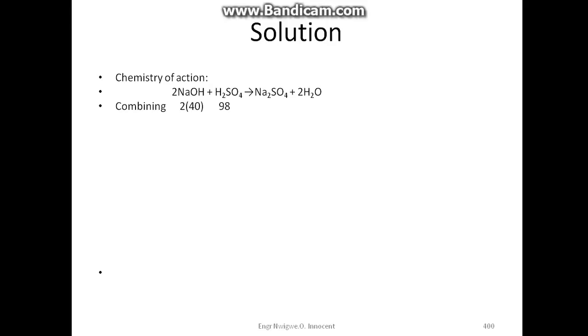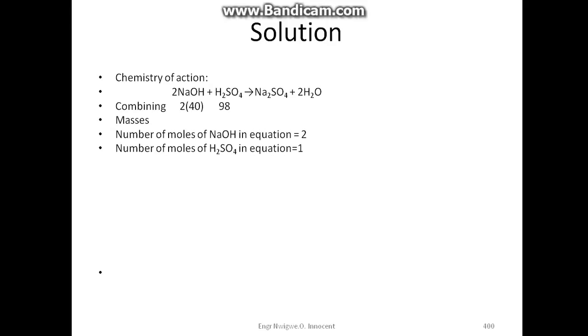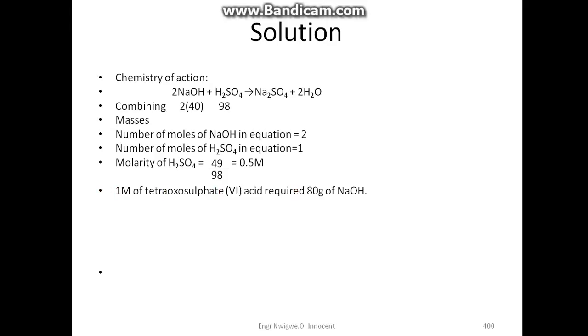The number of moles of sodium hydroxide in the equation is 2. The number of moles of tetraoxosulfate 6 in the equation is 1. The molarity of tetraoxosulfate 6 is equal to 49 over 98, which will give us 0.5 molarity. 1 mole of tetraoxosulfate 6 acid requires 80 gram of sodium hydroxide.